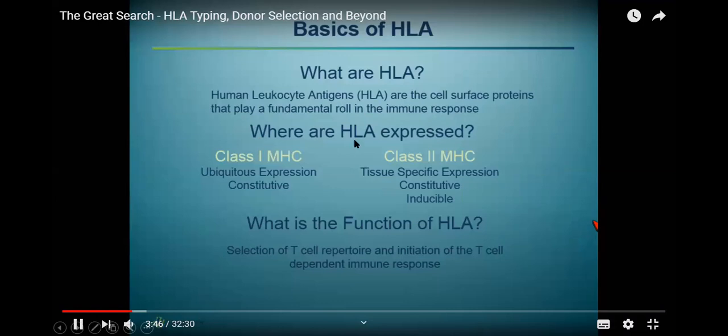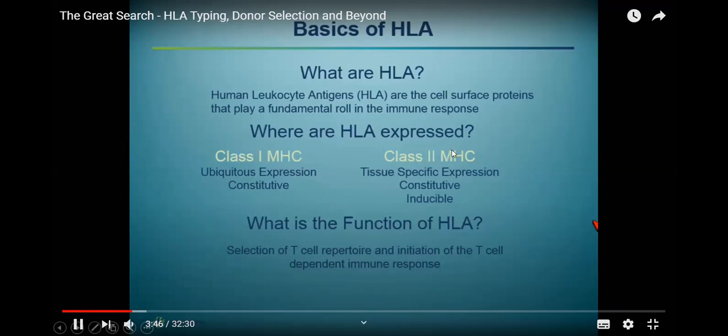Where are they expressed? In terms of which cells do they express? Class 1 MHC molecules, which engage CD8 receptors, are ubiquitously expressed. Constitutive means they don't need any ligand interaction. They can be expressed on their own on different cells. And class 2 has specific example tissues, for example T cytotoxic cells, and they have an inducible expression here.